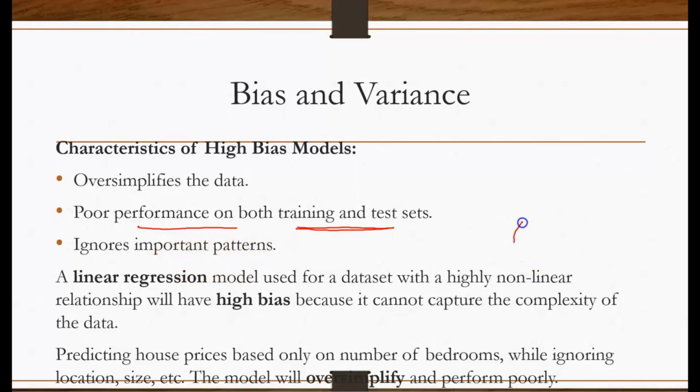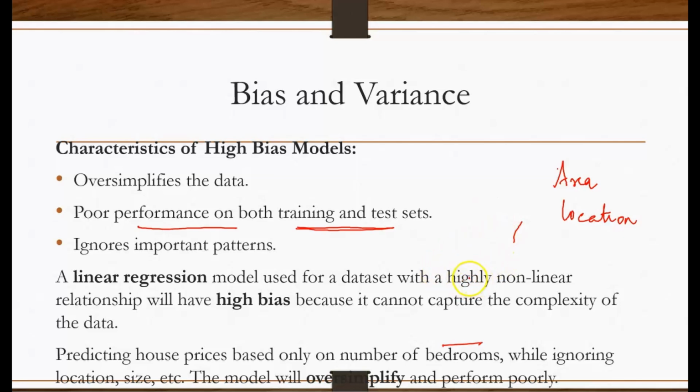Okay. It's ignoring important patterns. We can see an example here: predicting a house price based only on the number of bedrooms. In this case we are ignoring the area of the house, the size of the house, the location of the house, the number of bathrooms, everything, and we are predicting the house price based on some irrelevant information.